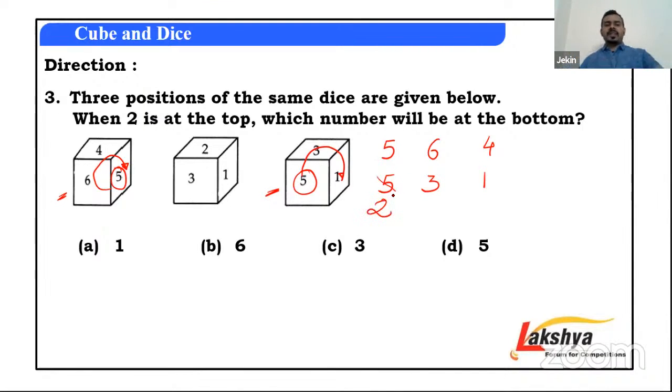Now let them ask any question. यहाँ पे the question is, when 2 is at the top, which number is at the bottom? 5. खत्म. Because 2 का opposite is 5, 3 का opposite is 6 and 1 का opposite is 4. As simple as that, guys.